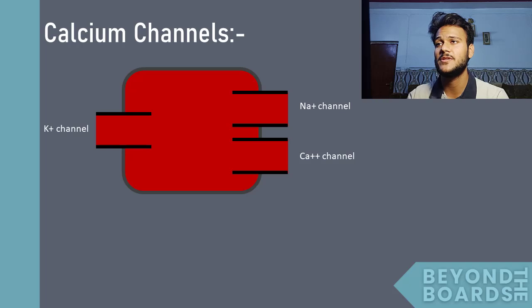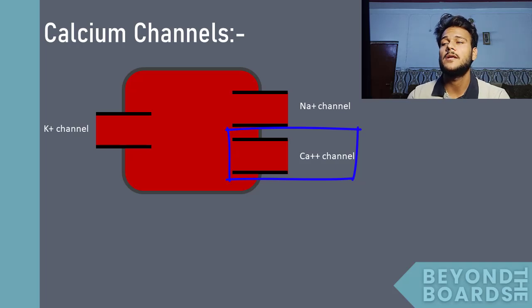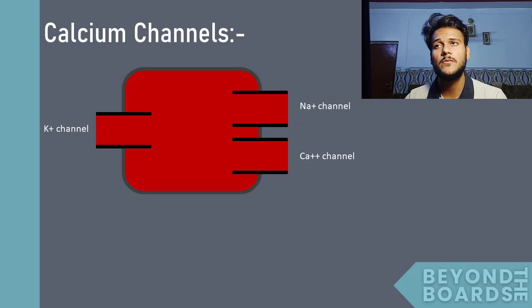Now, the second type of channels I want to talk about are the calcium channels. These calcium channels are called the slow calcium channels, the L-type calcium channels, or the calcium-sodium channels. In contrast to sodium channels, these channels are slow. They are slow to open, they are slow to close, and even when they are told to open, they take a while to open. And so they remain open for a relatively longer period of time, about several tenths of a second.